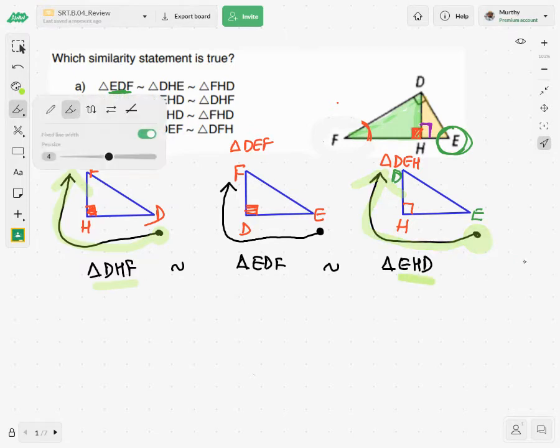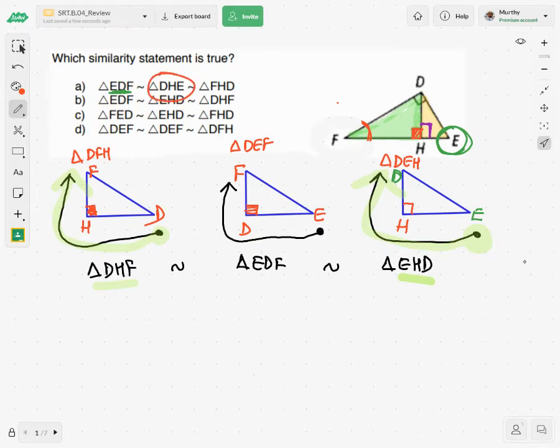Now, look at the given options. Here, do I have to take the first one, EDF and DHE? But I don't see DHE here. Therefore, this is not correct. EDF, do I have EHD? Yes. Do I have DHF? Yes. Therefore, this is the correct answer. Okay, this is how you have to check.